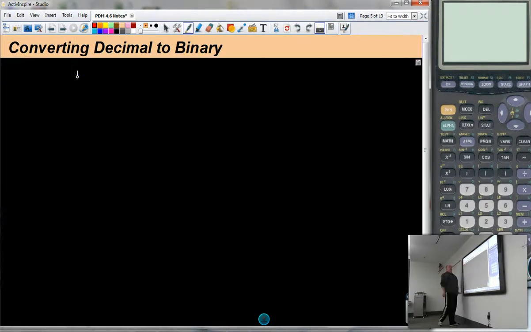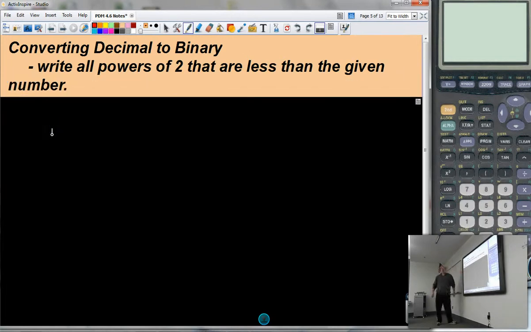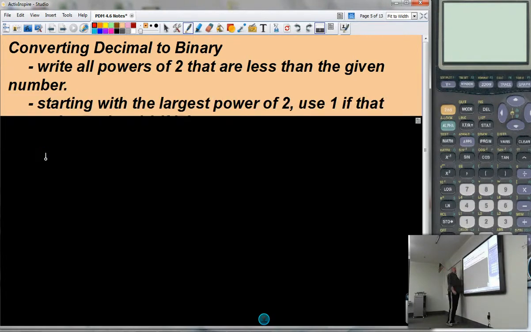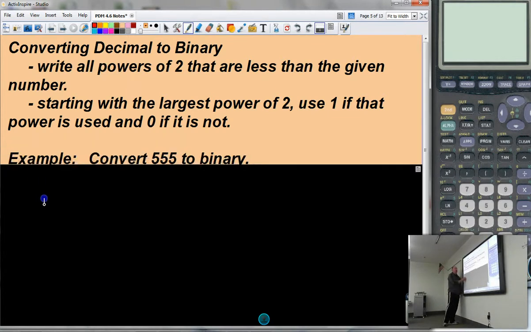Well, obviously, we need to go the other direction now. So next thing we're going to talk about is converting decimal to binary. So to convert decimal to binary, you write all powers of 2 that are less than the given number. So the first thing I'm going to do is whatever number I give you as a decimal, write all powers of 2 that are smaller than it. Then starting with the largest power of 2, use 1 if that power is used, and use 0 if it is not, and we're going to work our way down until we are done.